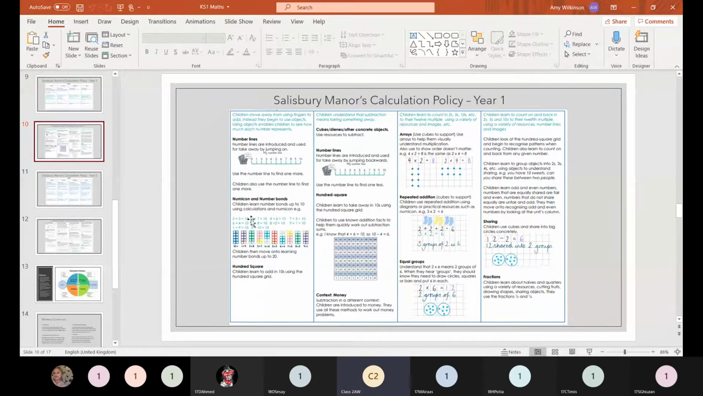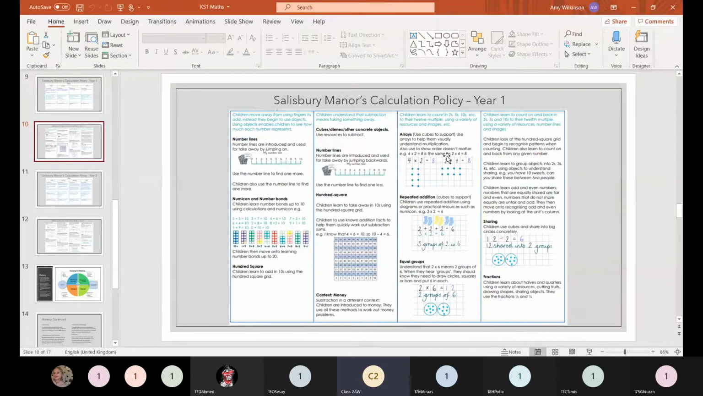Okay, it's broken down again into those 4 areas. So this is the way that we would solve addition in year 1, and then subtraction. So again, using physical resources to take away. So starting with a group and then removing them to find an answer. And at the bottom there, you can see context. So solving subtraction in a different context, rather than just focusing on the numbers themselves, they are introduced to money, okay? And they use those methods to work out money problems as well.